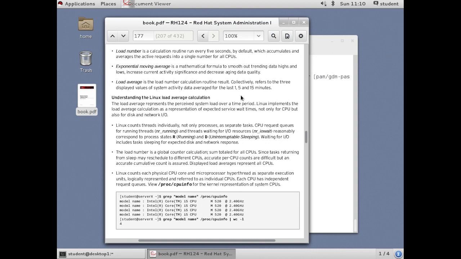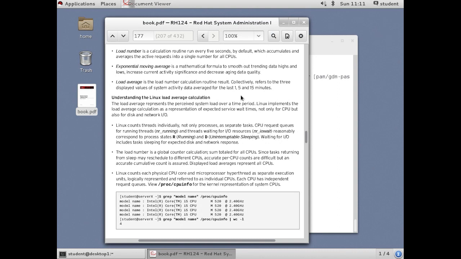In addition to this, there are request queues for each CPU to keep track of what is waiting to run, the running threads or the runnable threads. And there's also a queue to keep track of those that are waiting for I/O resources, that as soon as they get their I/O, they want to get to work. And those 2 queues correspond to something you learned earlier in the process states about being the running state and the sleeping state. Waiting for I/O is task sleeping, waiting for expected disk or network response.